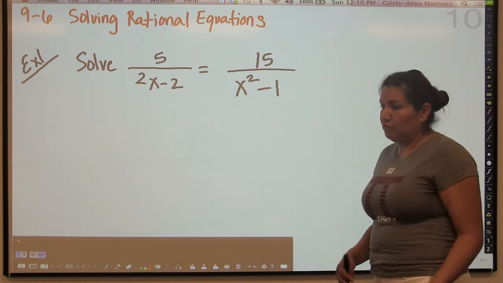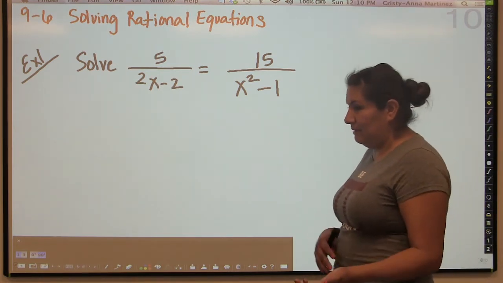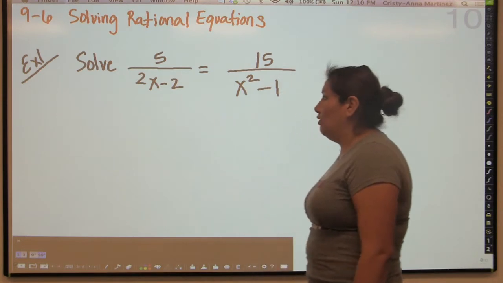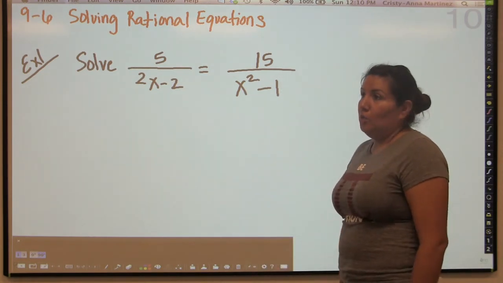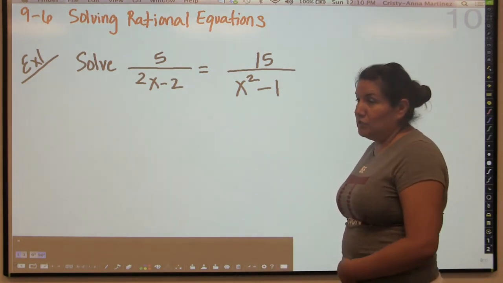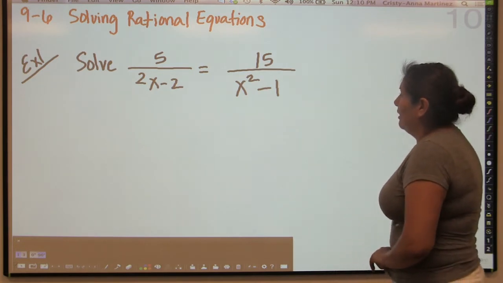So we've been dealing a lot with rational expressions, simplifying them, adding them, subtracting them. At this point, we're now going to do the last thing that we need to do with them, which is basically to solve equations that have rational expressions in them. So here's an example of one of them.